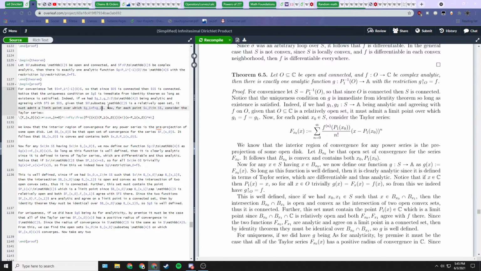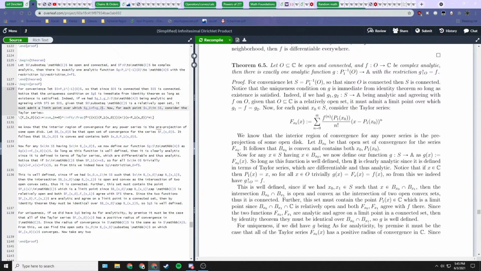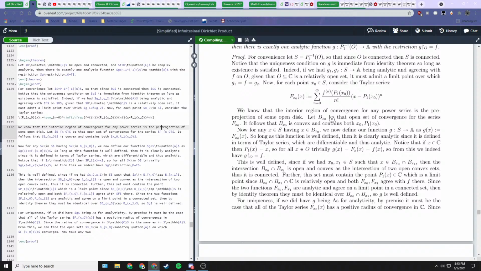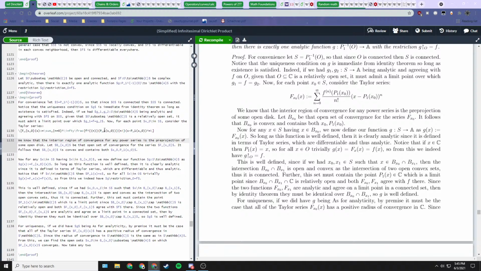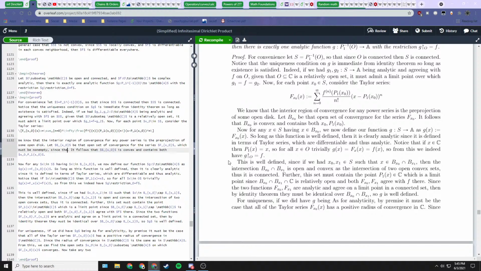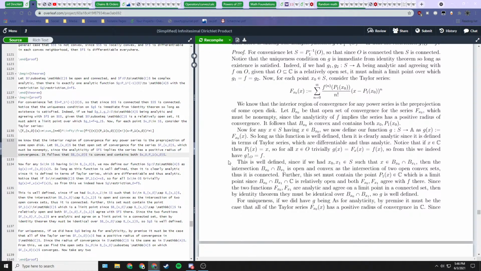Then we say, for each point x0, consider this Taylor series, f sub x0 at x. We know that the interior region of convergence for any power series is the pre-projection of some open disk. Let B sub x0 be that open set of convergence for the series f sub x0, which must be non-empty since the analyticity of f implies the series has a positive radius of convergence. Posit B sub x0 is convex and contains both x0 and p1 of x0.